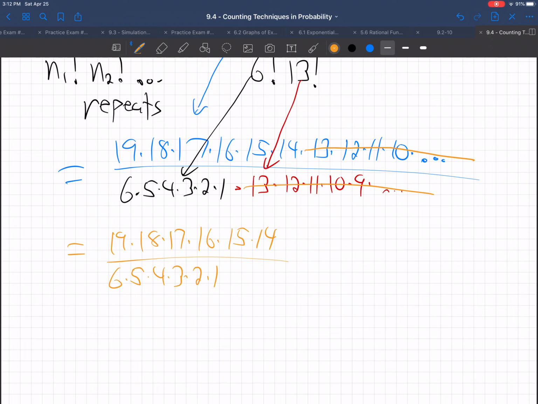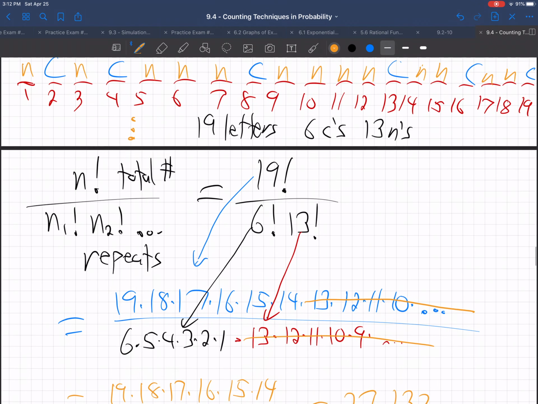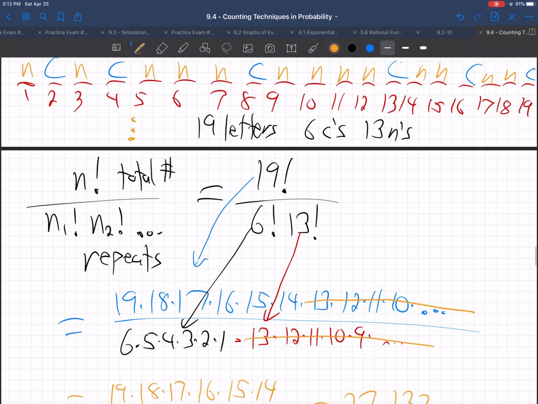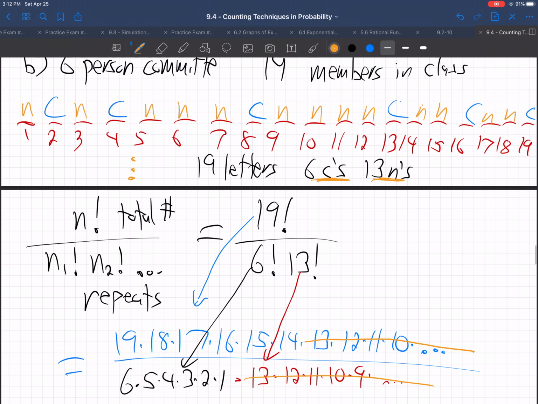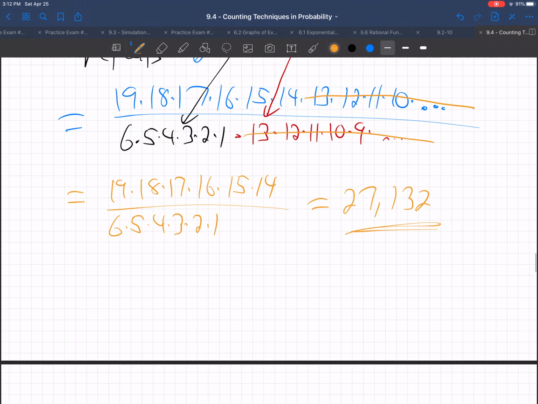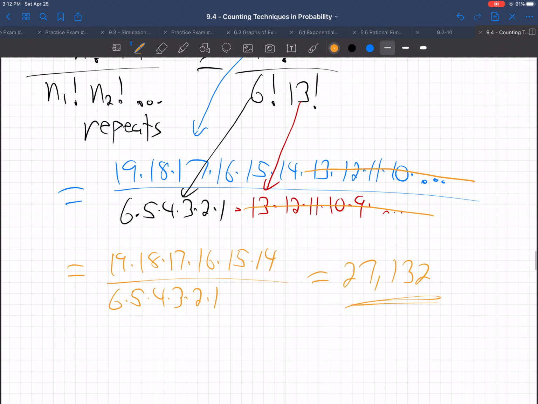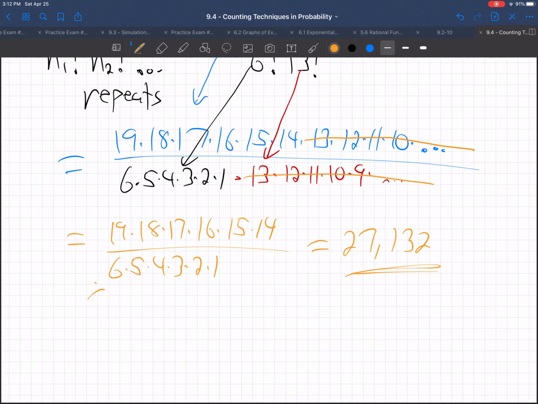And I'm getting 27,132 different committees, different ways to mix up those 6 C's and 13 N's, choosing 6 members of the class to be on the committee, the other ones not to be. 27,132. When you figure this out, you could divide by each of these numbers separately, or you could just figure out in advance their total and divide by the whole thing. It'll work.